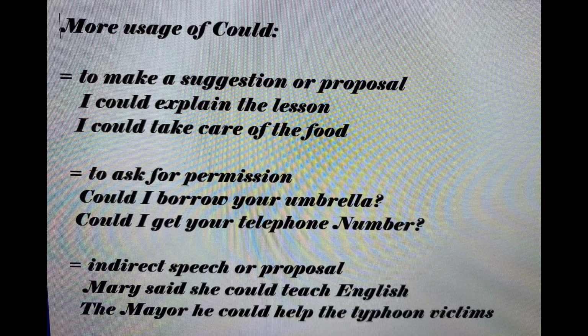Okay? Kuha nyo. We also use could in indirect speech like, for example, Mary said she could teach English. The mayor said he could help the typhoon victims. Dito, pwede mo rin gamitin ang could para ulitin ang sinabi ng iba. So here, we are referring to the second person. Okay?